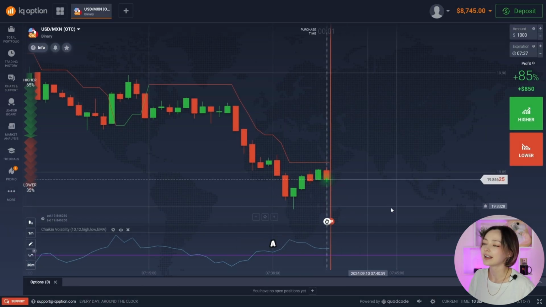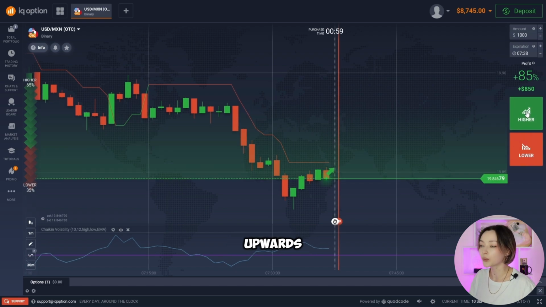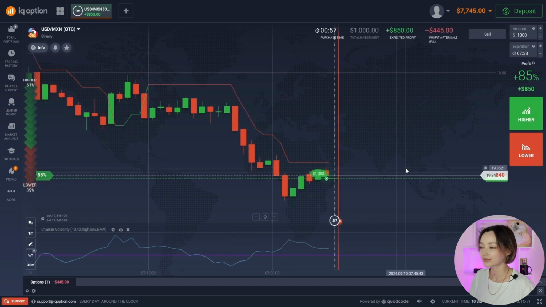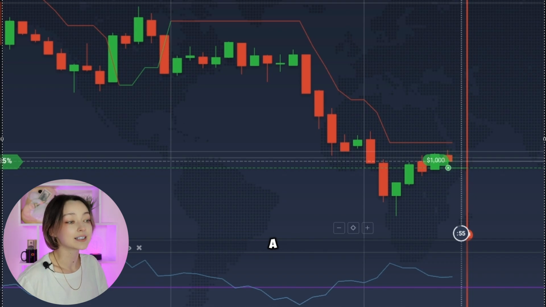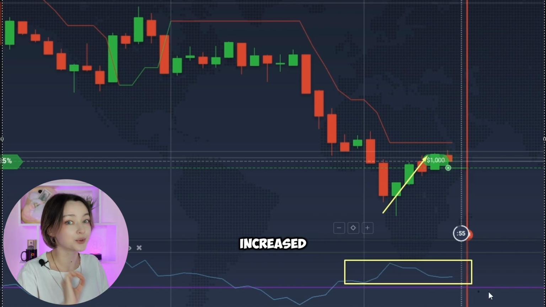So I'm looking at a different case. I'm opening the trade upwards. Let's take a look at what's going on in the chart. First of all, I can see that the price is approaching a resistance level. And as the price approaches this level, I see that the value of our volatility has increased.